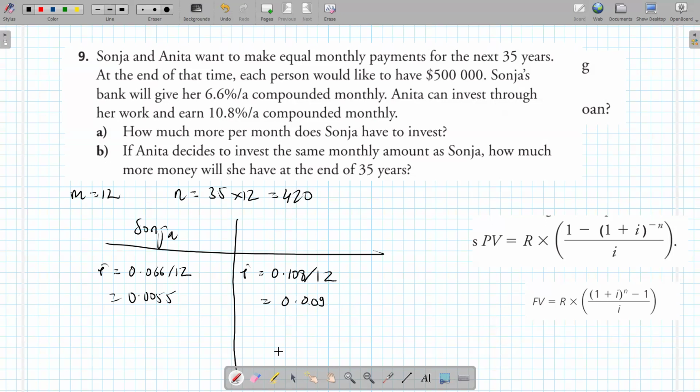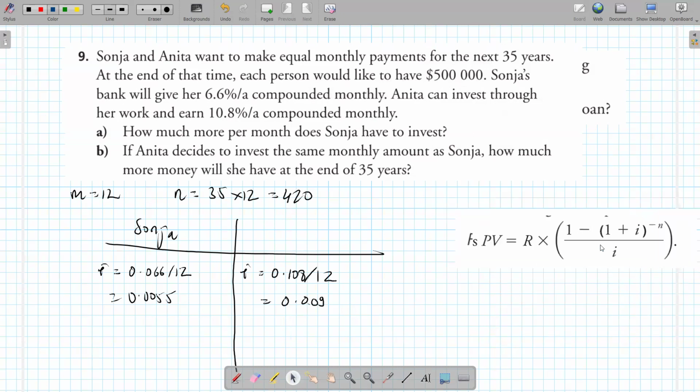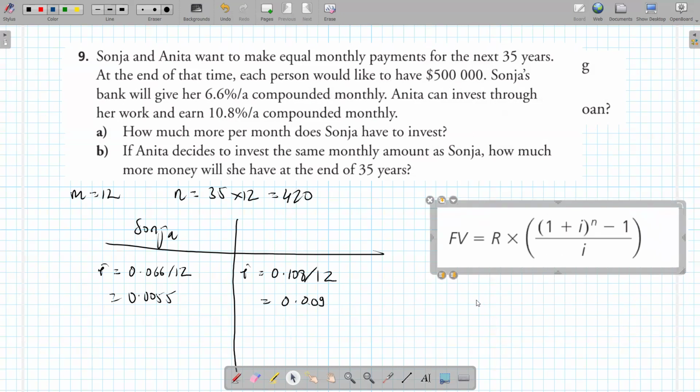All right, part A. How much more per month does Sonia have to invest? What is missing? I'll give you a hint. They would like to have this in the future, so it's not a present value question. It's a future value question because they would want 50,000 35 years later. What is missing from the future value formula here?